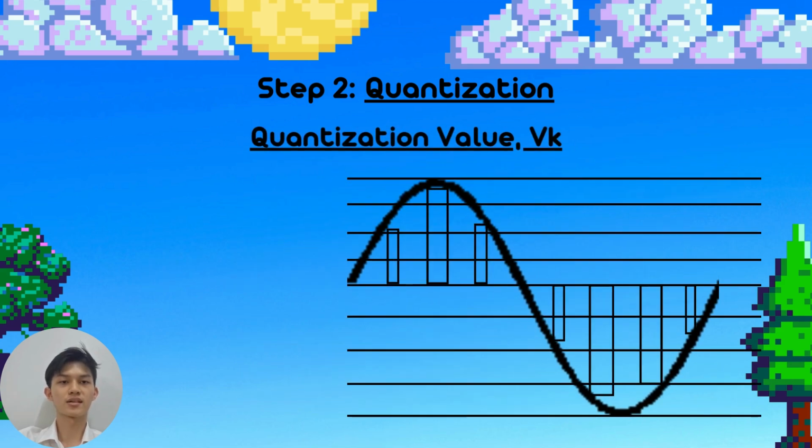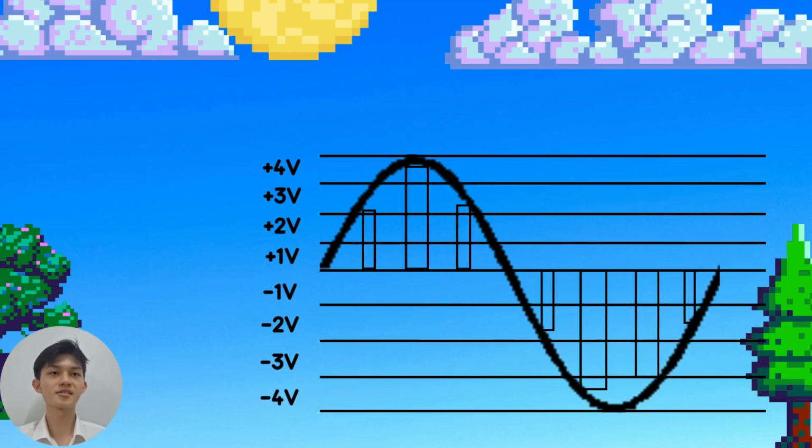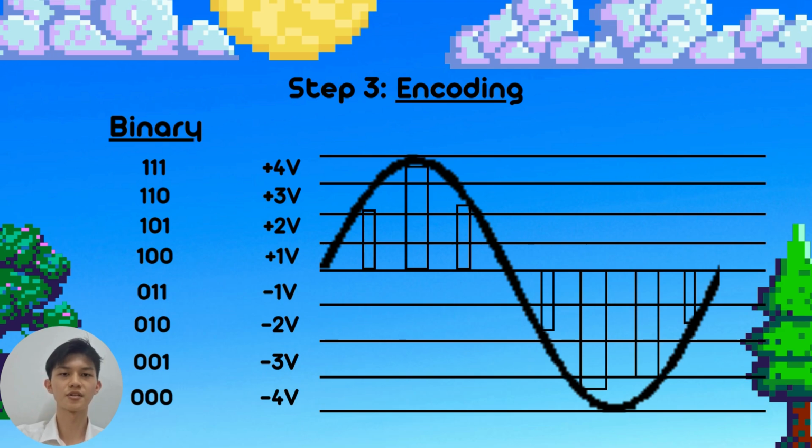Lastly, the quantization value, Vk, which is the middle voltage value for each quantization level. Vk can be calculated by adding the voltage of the previous quantization level with the quantization error mentioned just now. Finally, the last step is encoding, where each quantization level is encoded with its unique binary code. After these three steps, the digital signal is now ready to be transmitted.